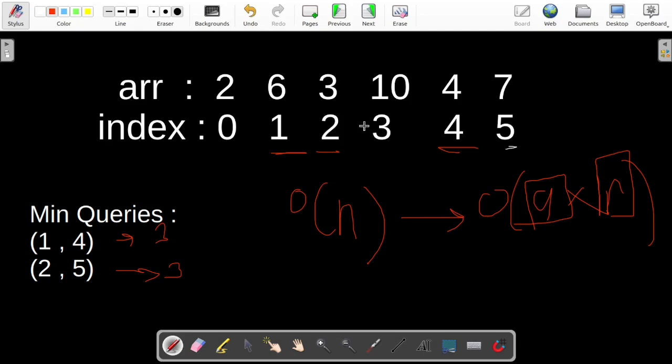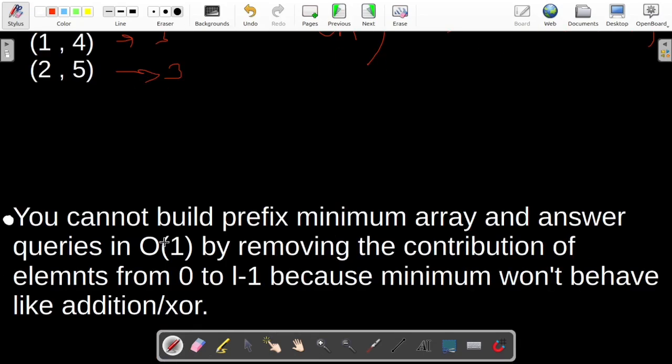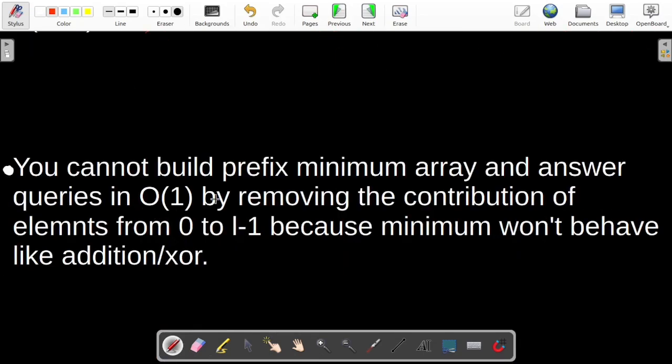Now, some of you may think, can we build a prefix minimum array? The answer is no. You cannot build a prefix minimum array to answer queries in big O of 1 because the behavior of the minimum function is completely different as compared to addition or XOR. In case of addition and XOR, we usually build prefix arrays, and to remove the contribution of the L minus 1 part, we simply subtract or take a XOR. But in case of minimum, you cannot do anything. There is no way to remove the contribution of the minimum of elements from index 0 to index L minus 1 if you build a prefix minimum array.